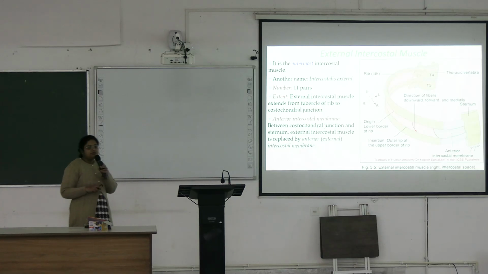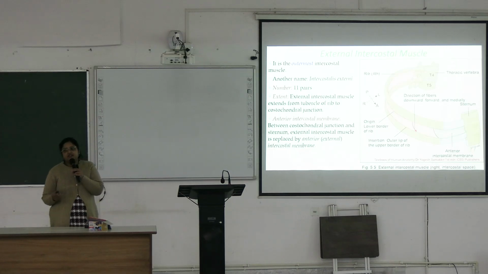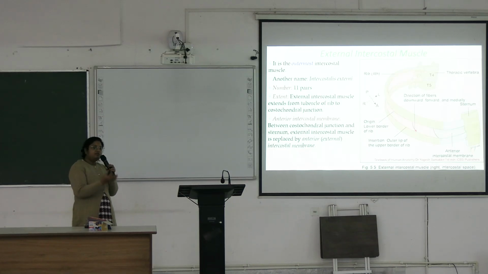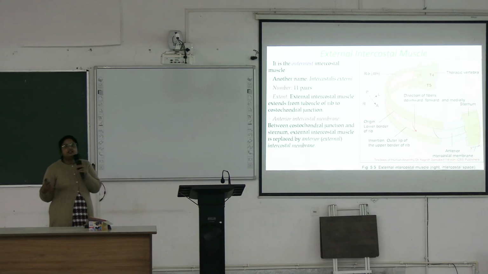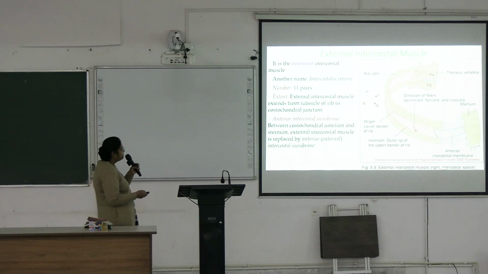Okay, understood? So it is a modification of external intercostal muscle, the anterior intercostal membrane. Another is the posterior intercostal membrane, that is a modification of the internal intercostal. Okay, so that you have to know for your MCQ and viva also.